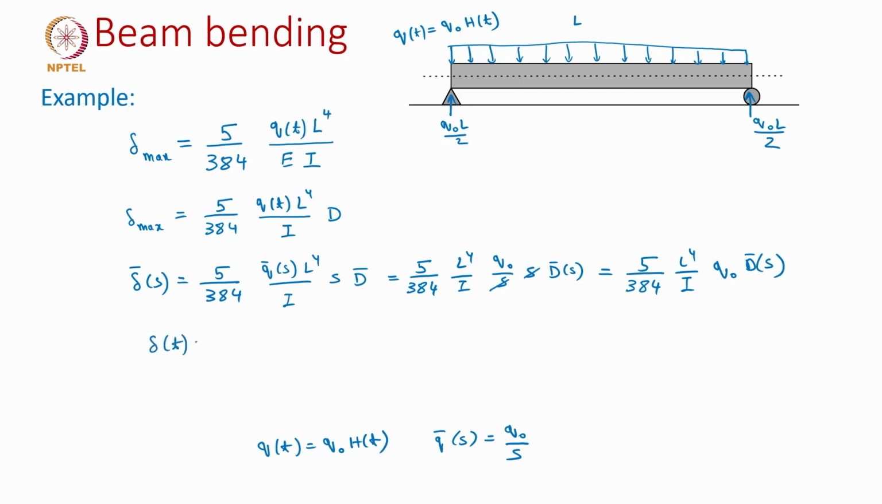Delta of t is 5 by 384 L power 4 by I q naught times D of t. So, this will be the final expression for the viscoelastic deflection which changes with time. Here we see that it changes proportional to the compliance D.